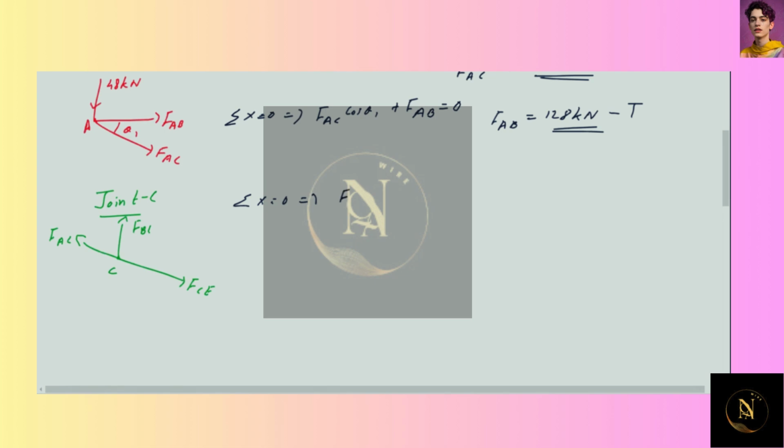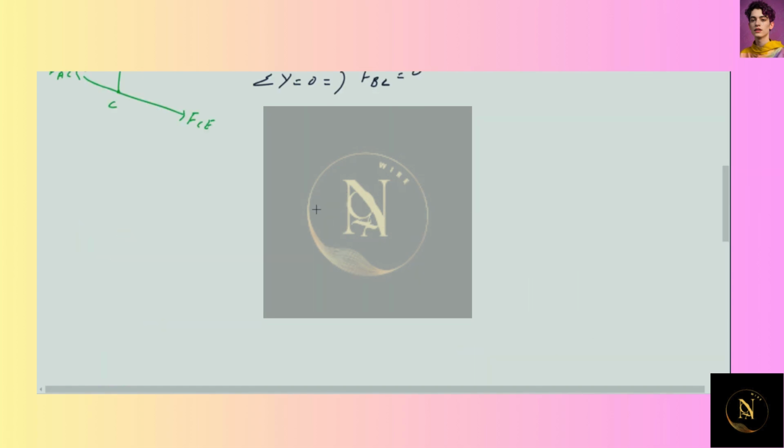FCE. This is along a line, so FCE equal to FAC, so that it will be 136.109 kilonewton, and here that is going outward, that creates tension. Let's denote by the letter T. Summation along y equal to 0 gives you, there is only FBC, so the value for FBC equal to 0. Now let's move to the next joint, that is joint B.